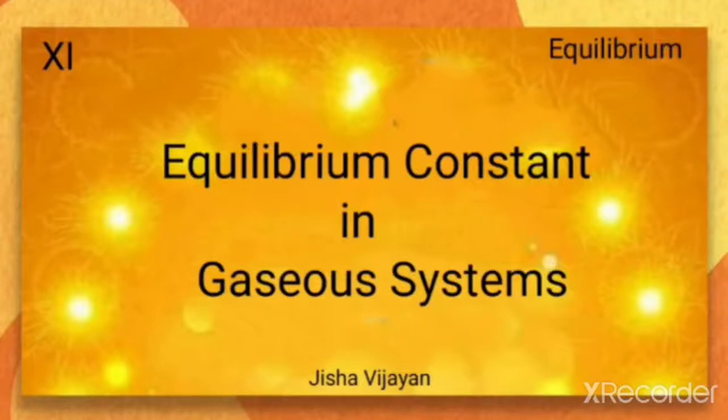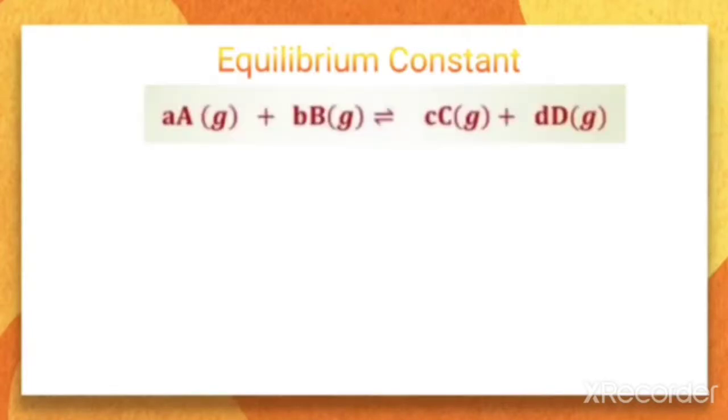Hello students, as we have discussed the equilibrium constant in the previous video, in this video we are going to discuss the equilibrium constant in the gaseous system. We are familiar with the formula for the equilibrium constant for the general equation A plus B gives rise to C plus D, where small a, small b, small c and small d are their respective stoichiometric coefficients.